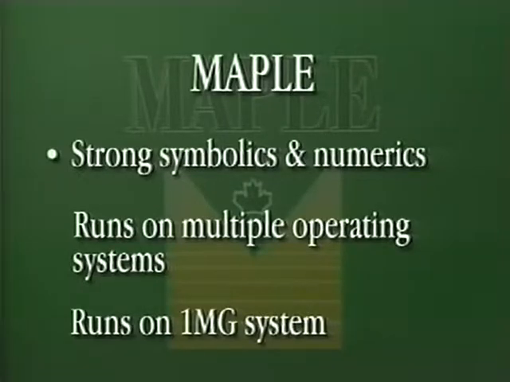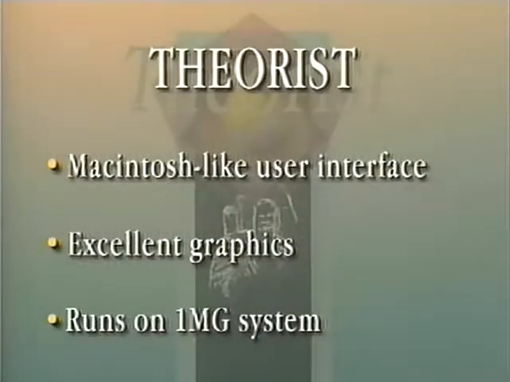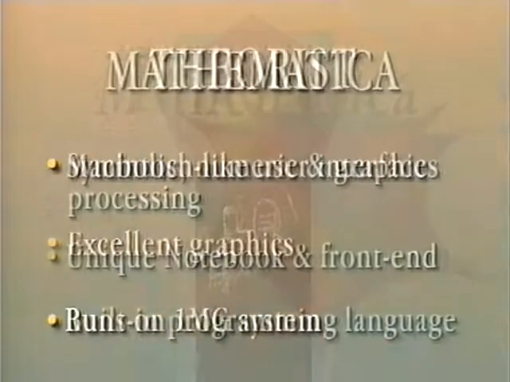Maple is strong in symbolics and numerics. It runs on multiple operating systems, so that you don't have to just run it on a Macintosh, but there are other places that it runs as well. And it runs on 1 megabyte of memory. Theorist has a very strong Macintosh-like user interface where the things that are displayed on the screen look very much like they do in a typeset book. It has excellent graphics, both 2- and 3-dimensional, and it also runs on a 1 megabyte system.